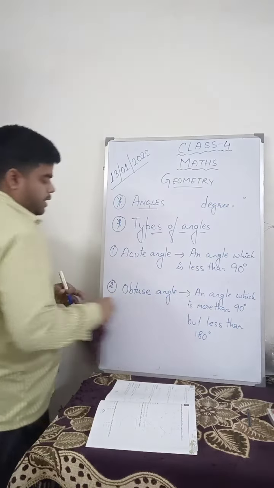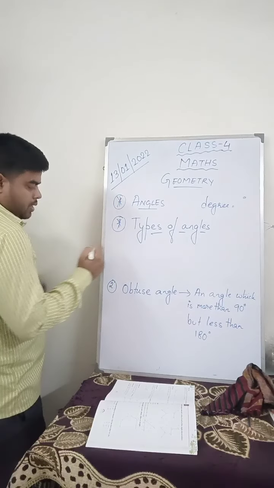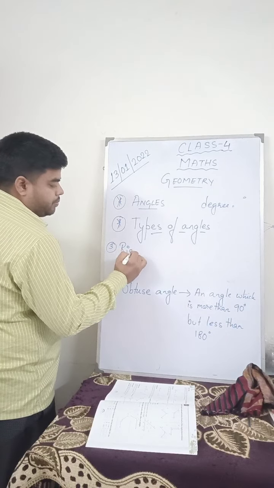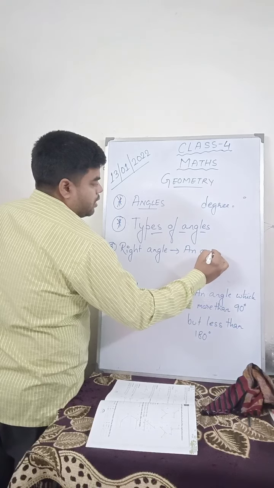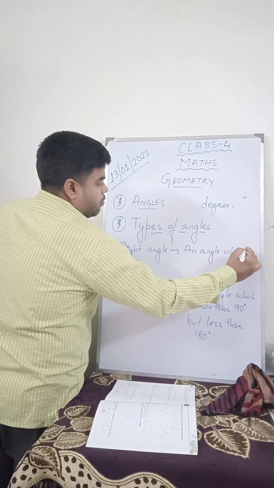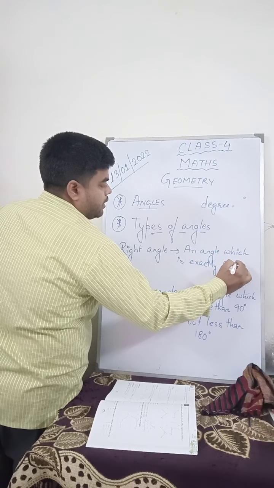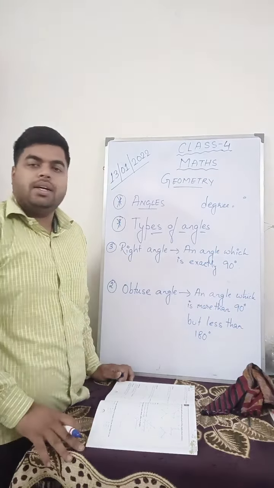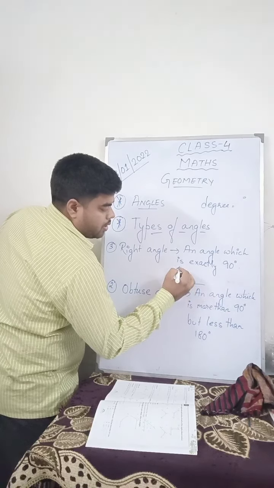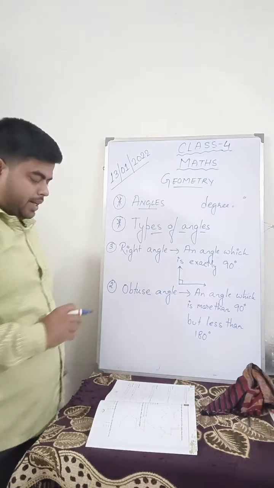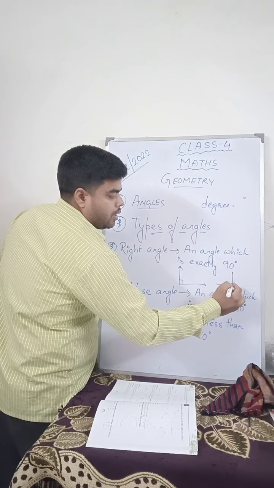Now next, number 3, right angle. An angle which is exactly 90 degree. So any angle which is exactly 90 degree is known as right angle. And remember, a right angle is always symbolised like this. It is not necessary that it will always be facing towards the right side. It can be on the left side also.